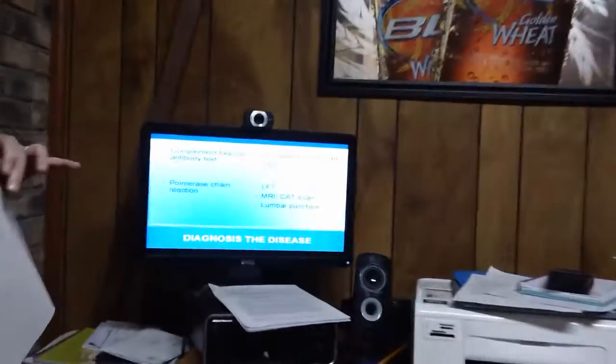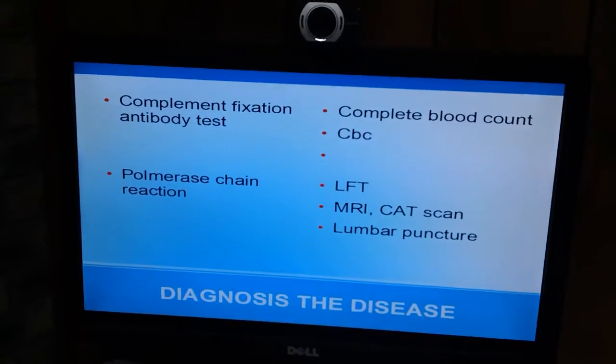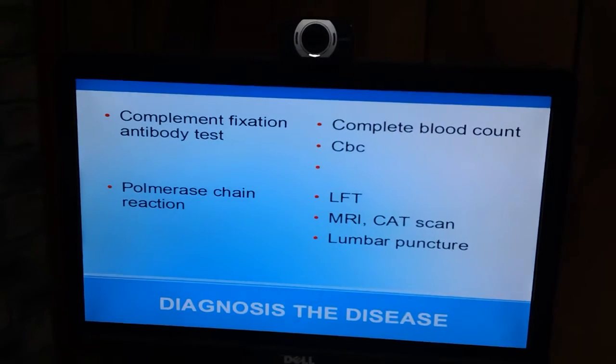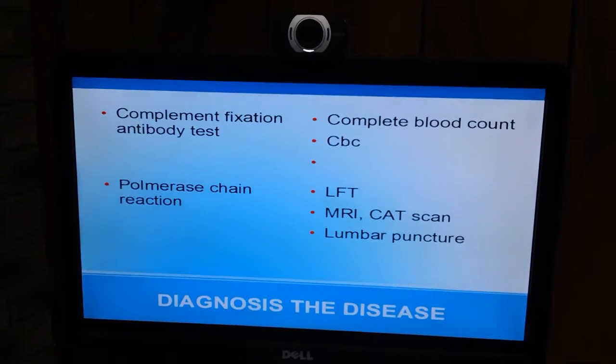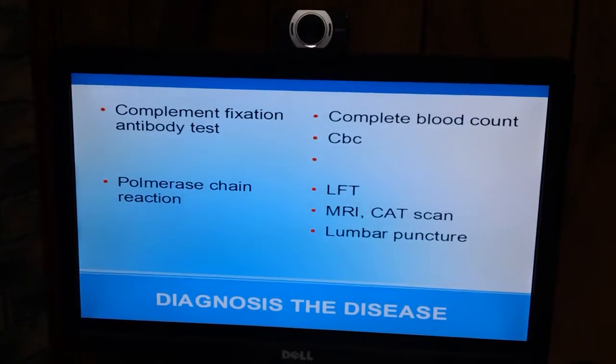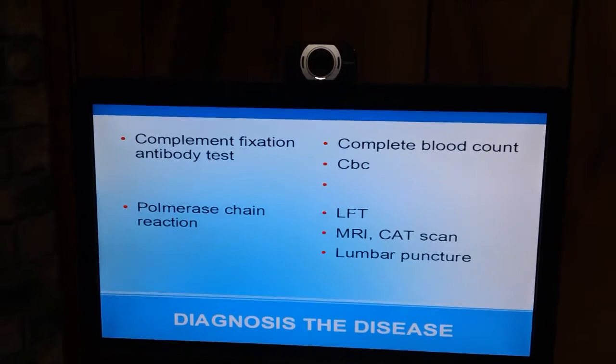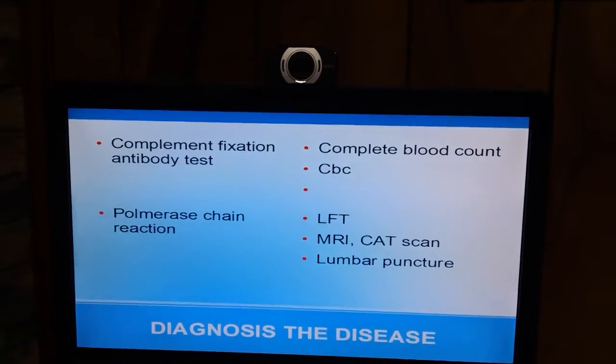There are several blood-based tests that we can do. The first one is going to be a complement fixation antibody test. This is going to let us know if you have any antibodies that could throw a red flag for Colorado tick fever. The next one is a CBC. It's going to let us look at your white blood count, red blood count, and platelet count to see if you have any inflammation of those.